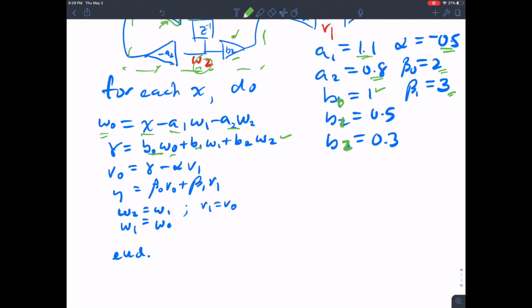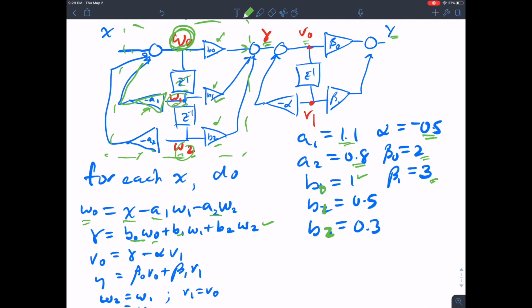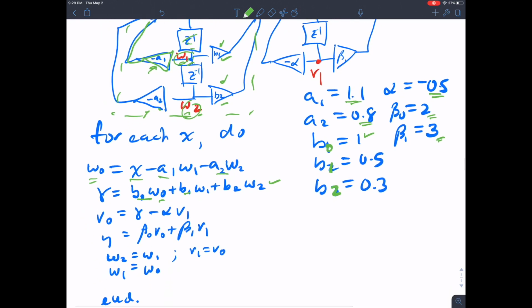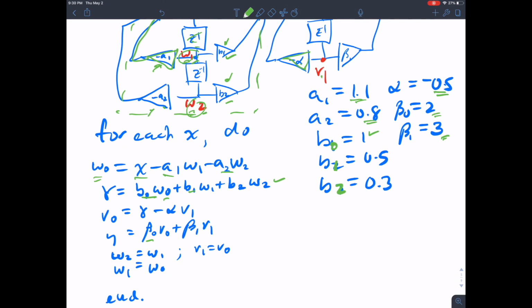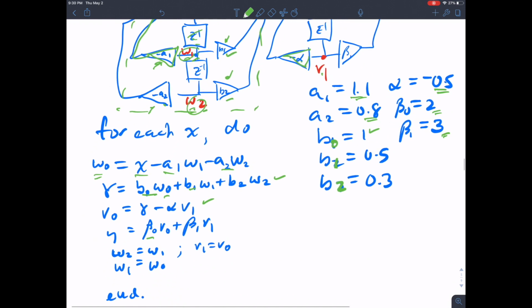And then finally, the last output, Y. Y is just beta 0. I'm sorry, we didn't get V0. V0, we have gamma coming into it, and we have minus alpha times V1. So looking at the diagrams where you get that. And then the last one, Y, is beta 0 times V0, beta 1 times V1.